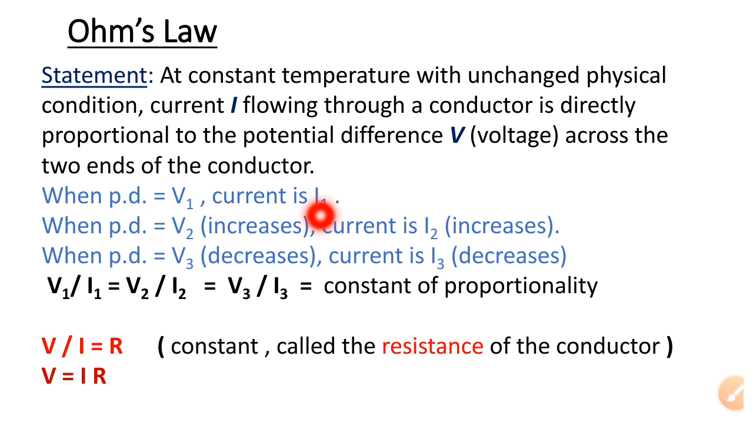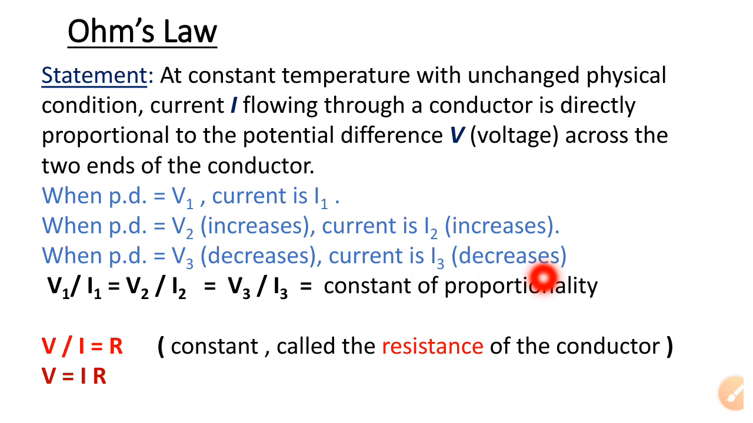Suppose the potential difference increases, that means the voltage increases, so we have V2, the increased value. Okay, so the current will also increase up to I2. And in the third condition we have decreased the potential difference, that is the voltage now becomes V3. Okay, it is decreased, so the current we are getting here is also a decreased value.